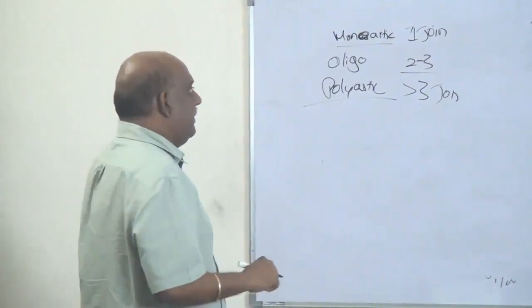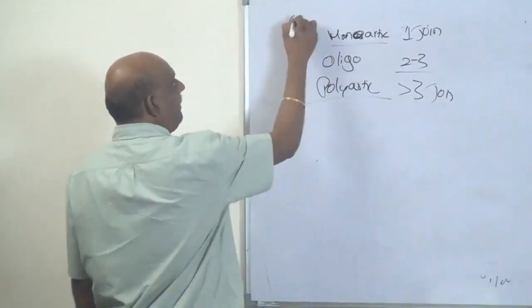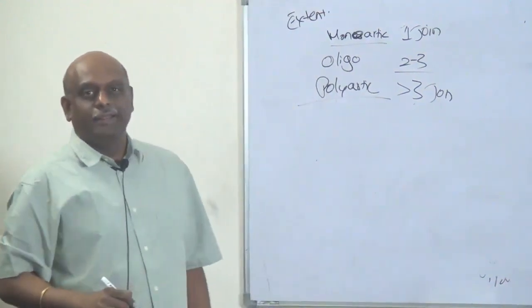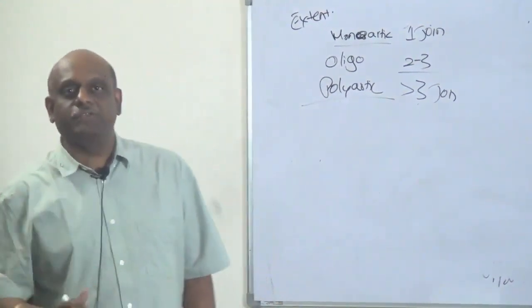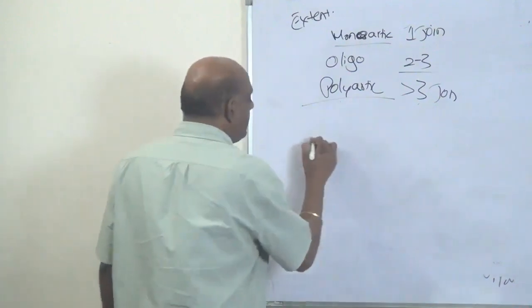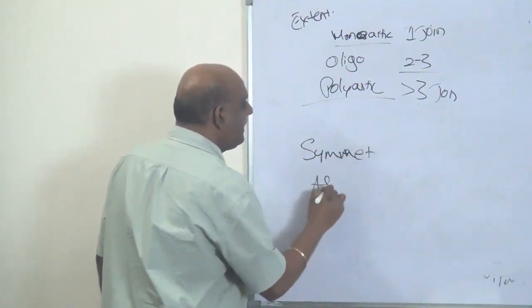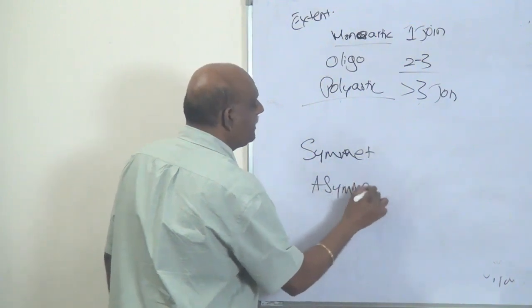Then, this is all based on the extent, how you will reach a conclusion. Then the distribution of the joints: is it symmetrical or is it asymmetrical? This is the most important thing you need to look for.